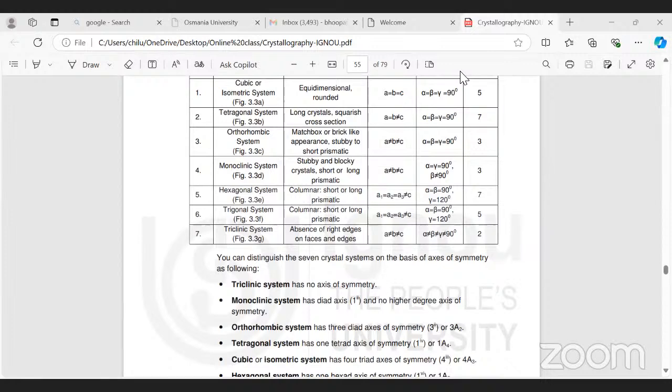And triclinic: it has an absence of right edges and places of edges. It does not have equivalence, and the intersecting angles are also not equal. So A is not equal to B is not equal to C, and alpha is not equal to beta is not equal to gamma is not equal to 90 degrees. It is classified into two classes.